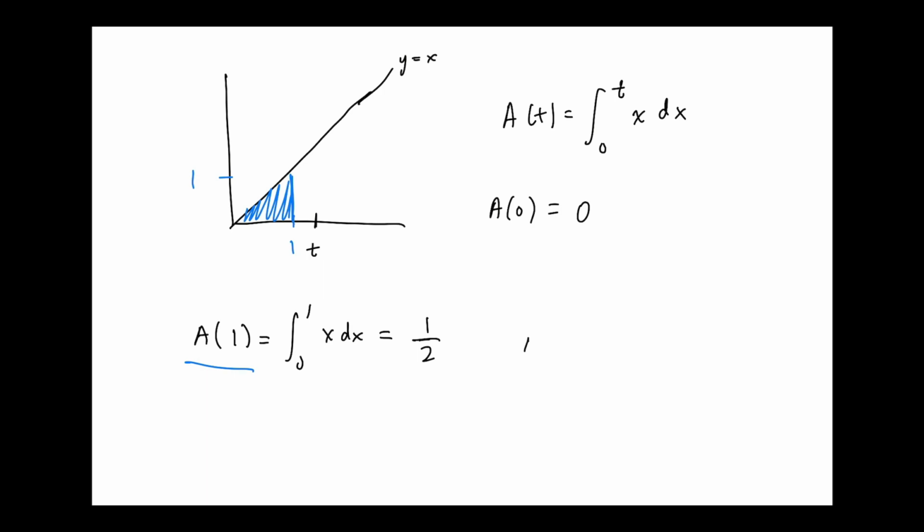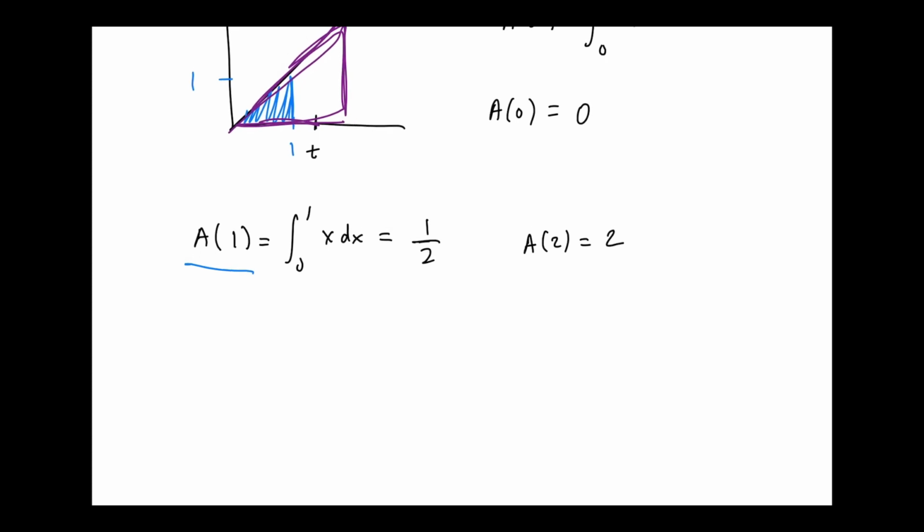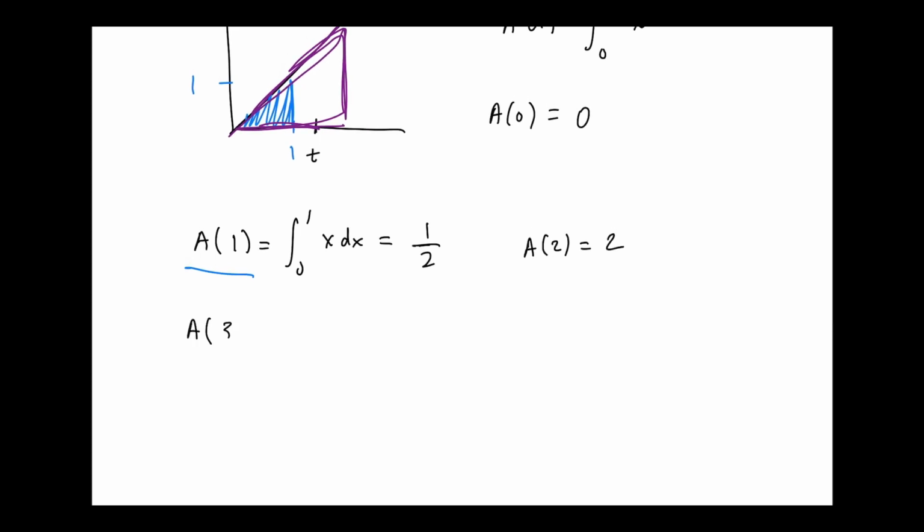All right, so that's A of 1. What's A of 2? What would the base be? Well, we're still talking about a triangle, just a bigger one. Base what, height what? 2, 2, and so the area is 2, right? All right, what's A of 3? Base 3, height 3. Thank you. 9/2, or 4.5. There you go.